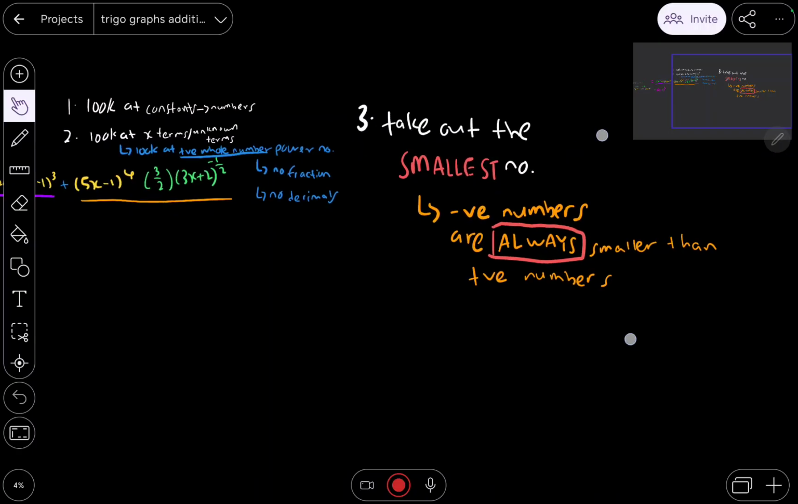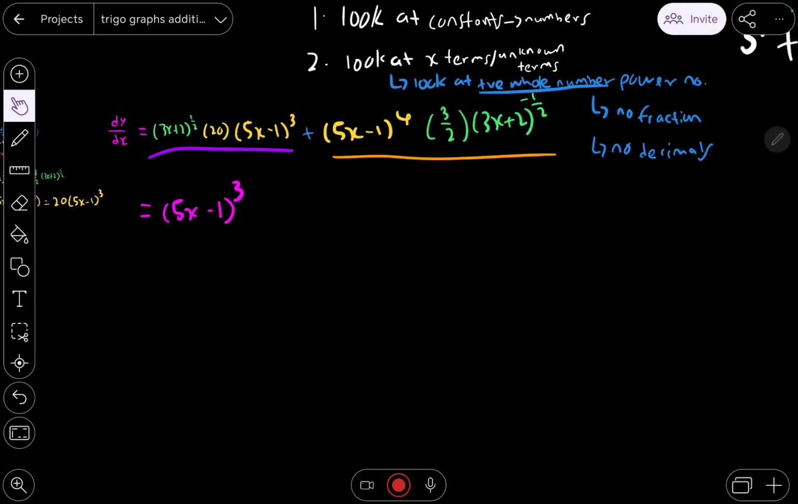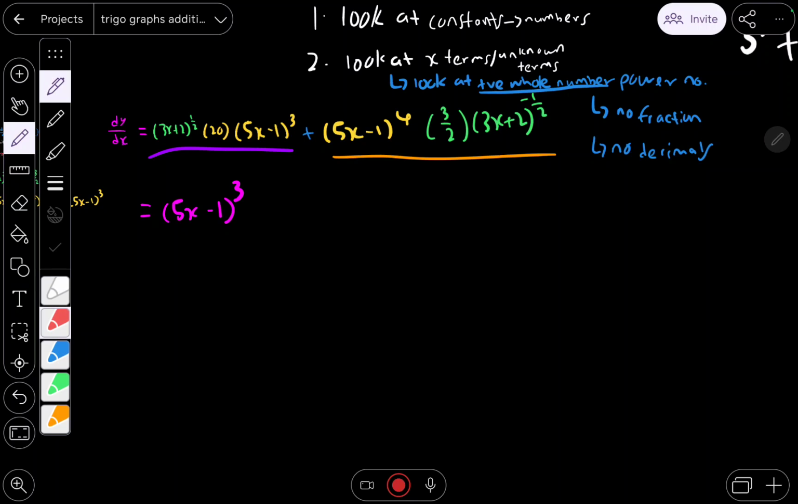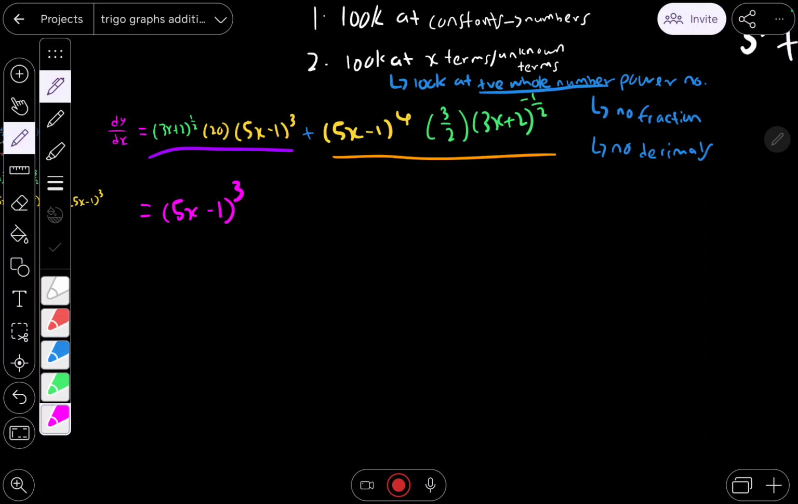Take out the smallest number. Remember that, yeah? So, between half and negative half, which is smaller? Alright, obviously, after what I told you, negative numbers are always smaller than positive numbers. Alright, I will take out negative half in this case, ladies and gentlemen.